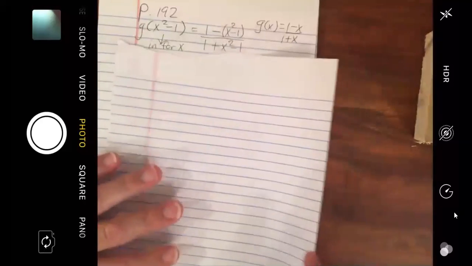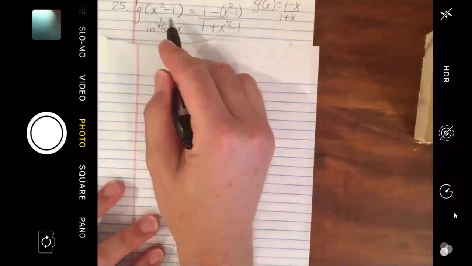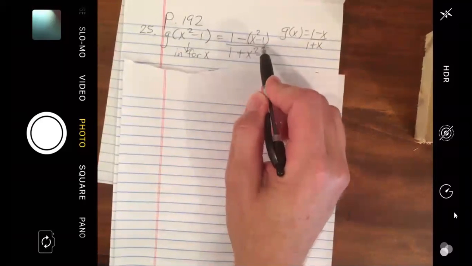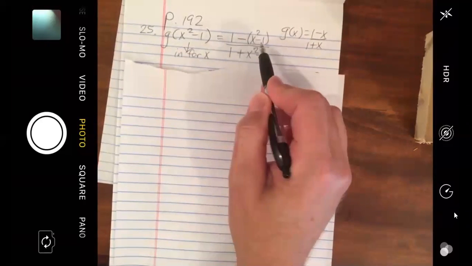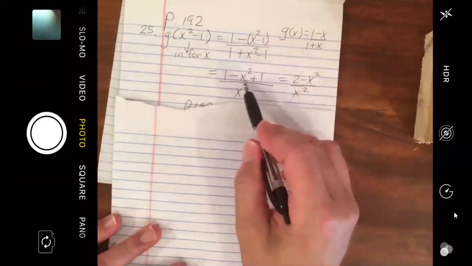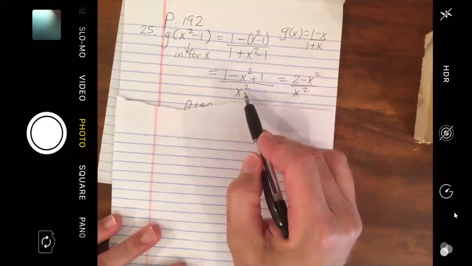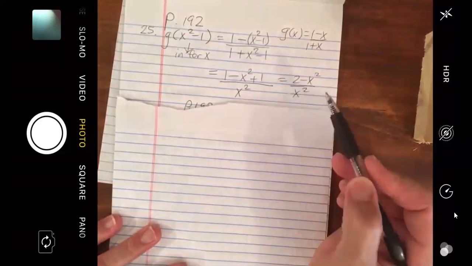And the very last one, same problem. This is problem 25. I wish they'd put parts to these things. They just kind of put it beside itself. Problem 25, I believe. Yeah. Very similar. Put x squared minus 1 where there's an x. 1 minus an x squared minus 1 over 1 plus an x squared minus 1. Minus sign distributes again. 1 minus x squared, add 1. 1's cancel, leave the x squared. 1 plus 1, 2 minus x squared divided by x squared.